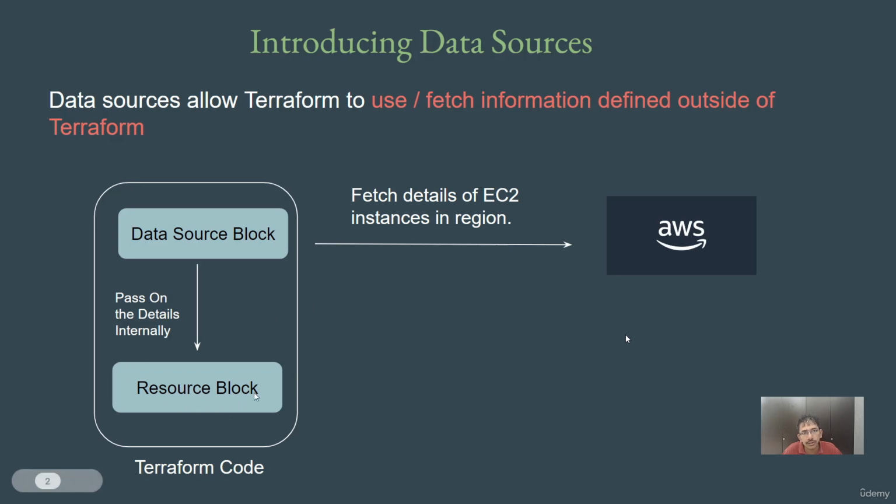And whatever logic the resource block has, it will use it accordingly. So this part of fetching information outside of Terraform is what the data source block allows us to do. What we are going to do in today's video is take up 3 examples related to data sources that allow us to understand what kind of information it can fetch. And once we understand the basics, we'll go into much more detail in the upcoming videos.